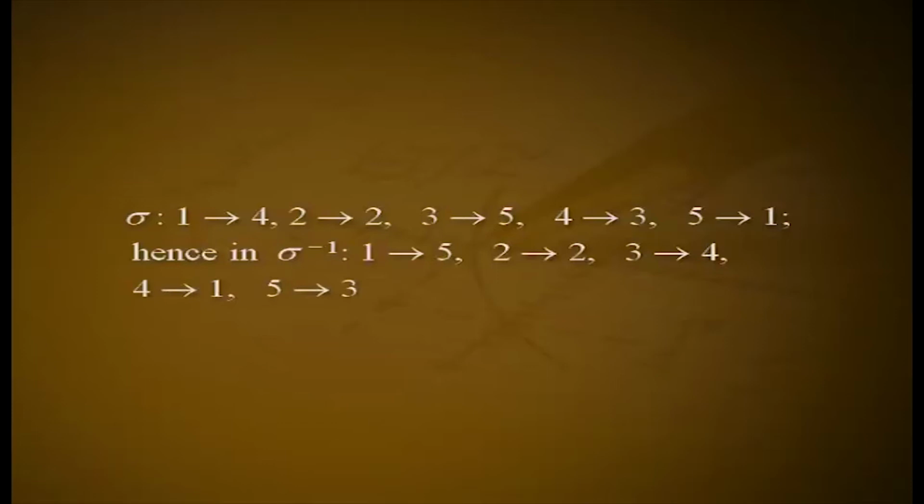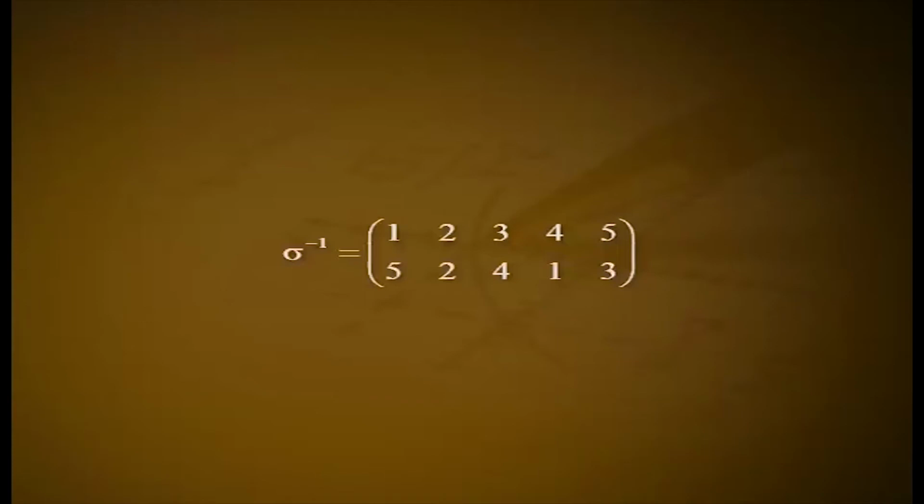σ is the permutation 1→4, 2→2, 3→5, 4→3, 5→1. Hence, in σ inverse, the permutation is 1→5, 2→2, 3→4, 4→1, 5→3, and we denote it in the standard form: σ inverse is equal to the permutation 1→5, 2→2, 3→4, 4→1, 5→3.